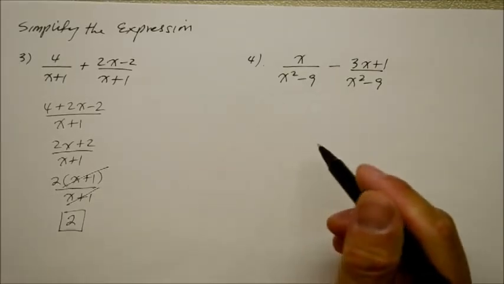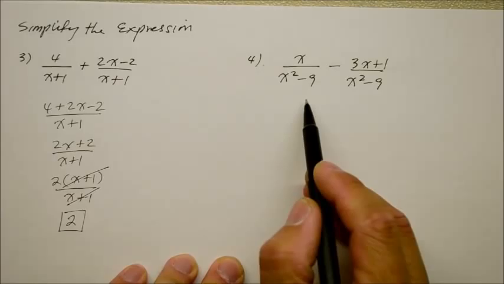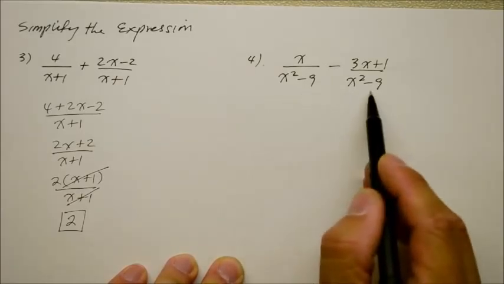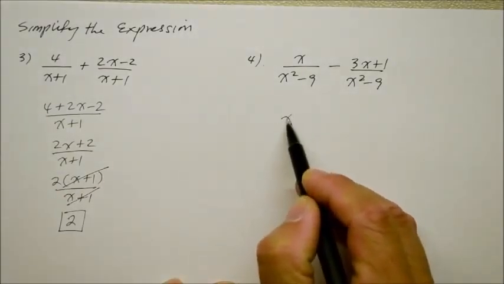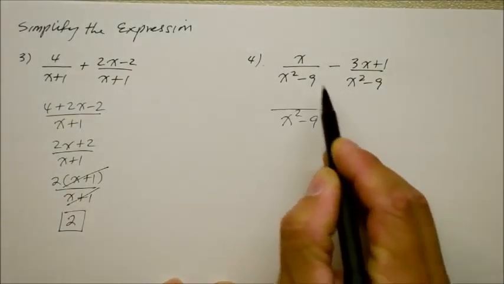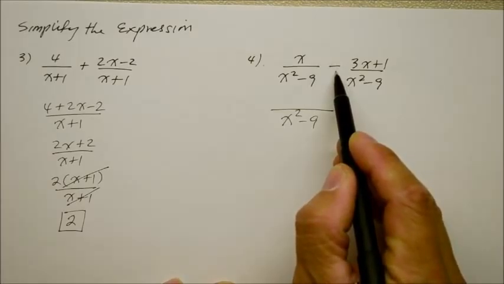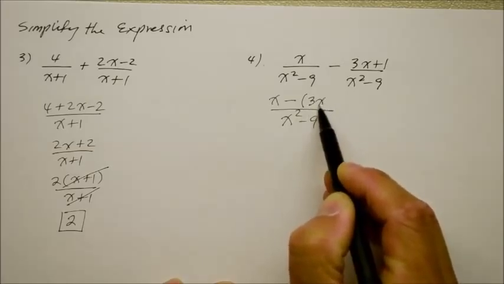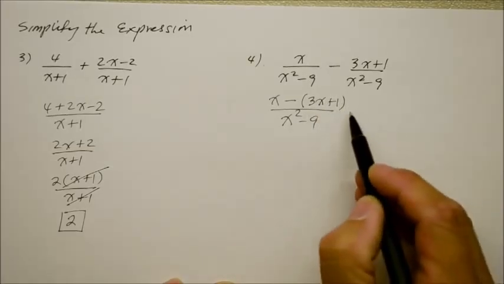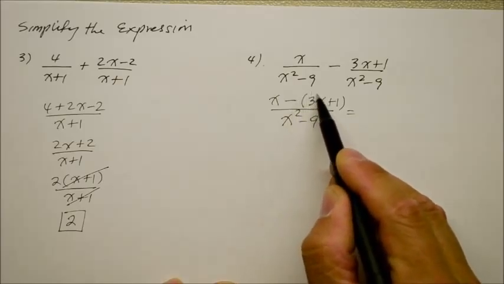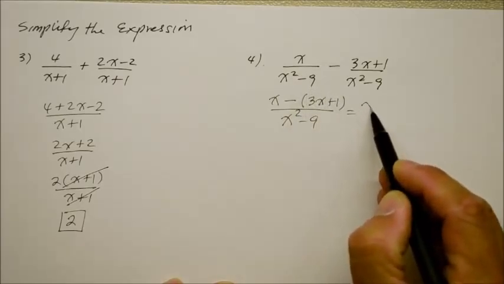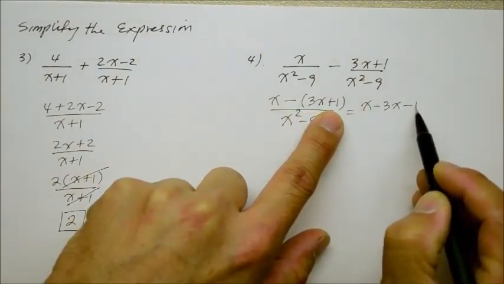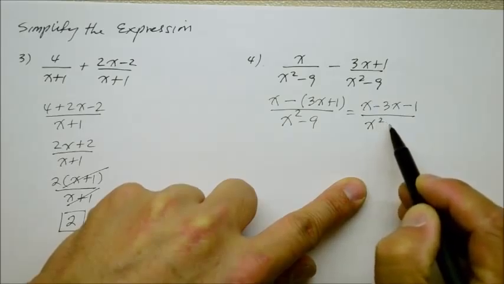All right, number 4. In this case, even though it looks complicated, they both have the same denominator, x squared minus 9. So let's write that as a common denominator, x squared minus 9. And on the top, oh, look at that, it's a minus. And remember, it's minus the quantity 3x plus 1. And when it's a minus, you have to make sure you apply the distributive property. So you get x minus 3x. But it's not plus 1, it's a minus 1 now. Over x squared minus 9.